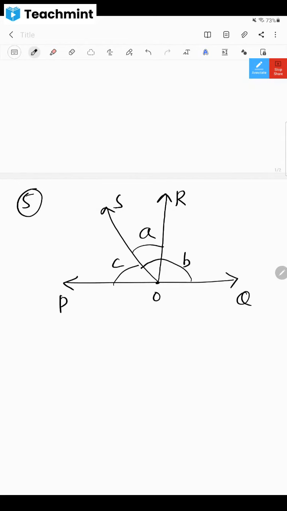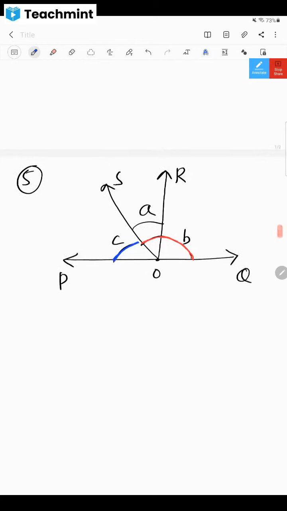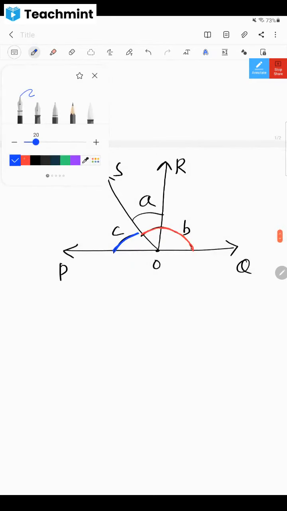Correct, no? You can show with different colors. A and B you can show with different colors like this. This is complete angle B, and C you can show with blue color. In your exam, this facility won't be there, but here I'm just showing it to make things clear. What to prove?